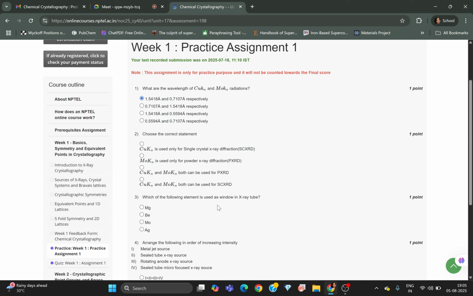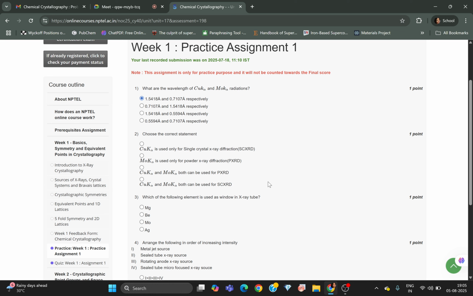So initially, we have come to a conclusion that copper is good for PXRD or powder XRD, and molybdenum is good for single crystal XRD. Now, there are questions like: the first option is copper K-alpha is used only for single crystal XRD. That's not correct. Molybdenum is not used for powder X-ray? No. Both can be used for powder XRD or both can be used for single crystal XRD.